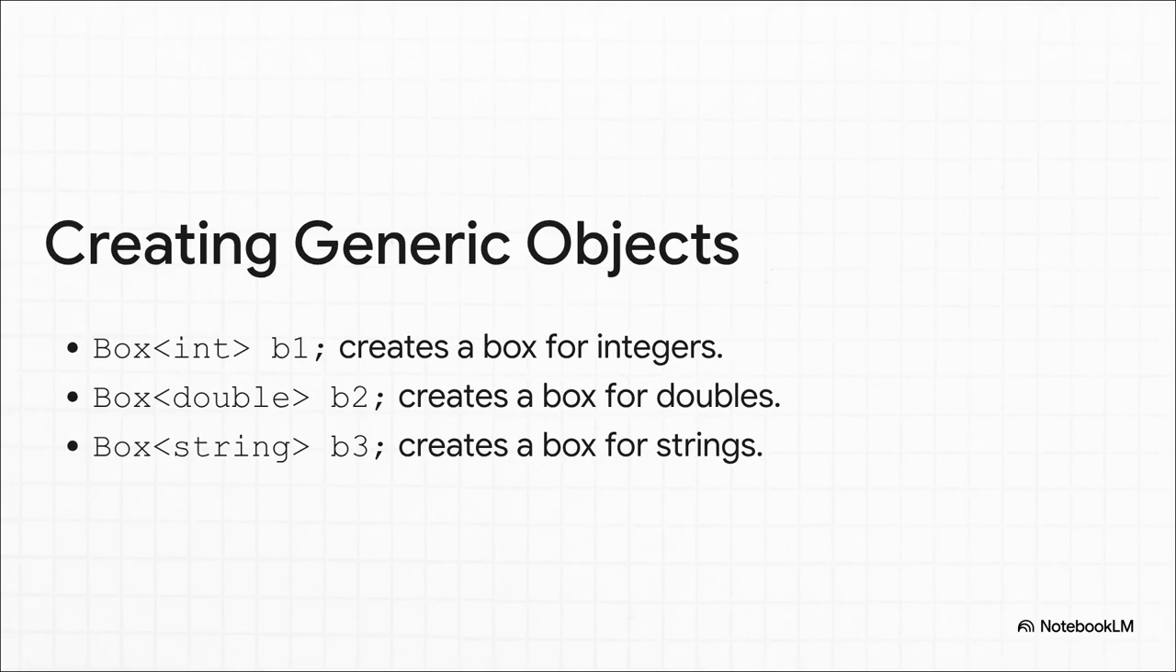You see those angle brackets? That's where we tell the compiler what specific type we want to use. So when we write Box<int>, we're telling the compiler, hey, go ahead and create, or instantiate, a version of the box class just for integers. Box<double> does the same for doubles, and you can do this for any type you can think of.